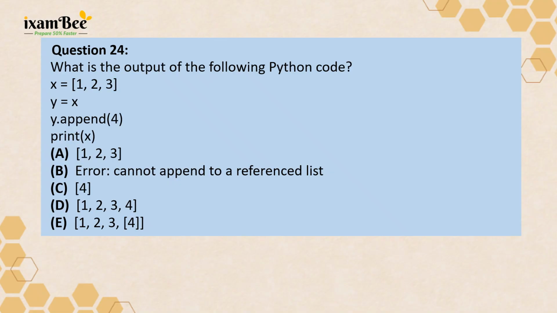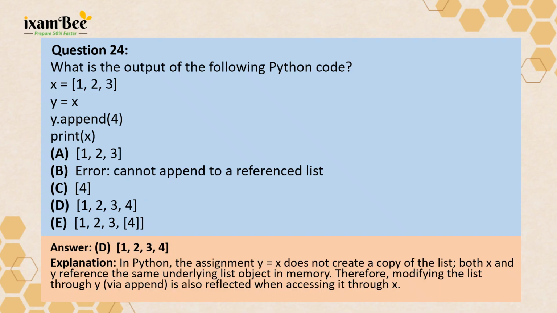Next, you have: what is the output of the following Python code, where you have x as a list of integers 1, 2, 3, y is equal to x, and we are appending 4 to y and printing x. So you have to say what would be the output of this code. In this question, the right answer is option D, which is a list of integers 1, 2, 3, 4.